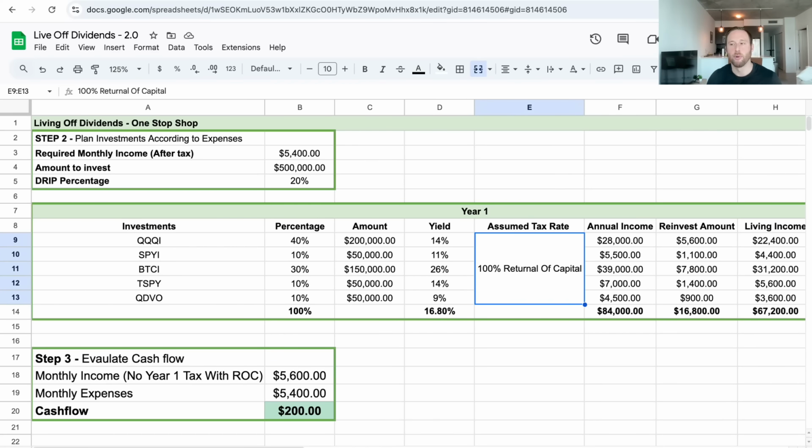And then, as I said before, the assumed tax rate, the initial tax rate on the income, is going to be 100% return of capital. And you will see in our future Google Sheet what's called step 3, how we account for return of capital. This doesn't mean that we won't account for taxes entirely. We will account for taxes, but we want to first look at what return of capital will do, and how that will help our cause.